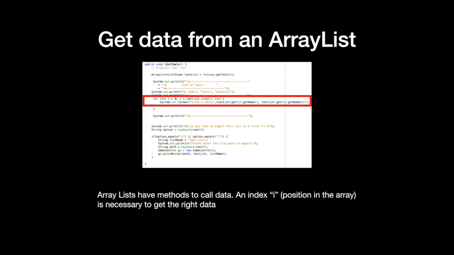So in this example, we have a tool list, and we use the get method from the ArrayList class to retrieve the values. Inside the parentheses, we have the index, the position of the element we want. And because we use this array list to store the different tools, we use the getName method to retrieve the value inside that object.